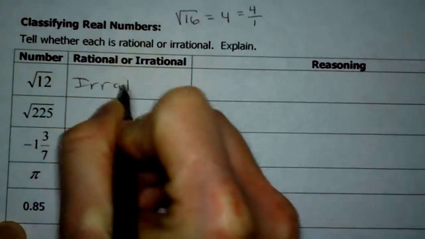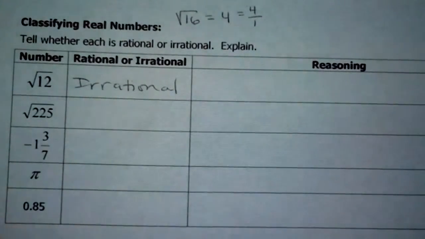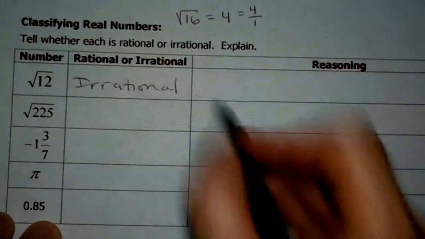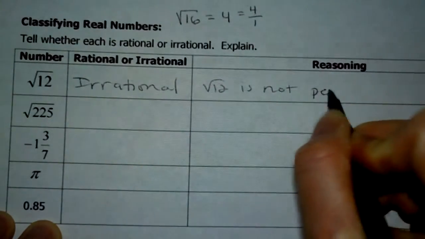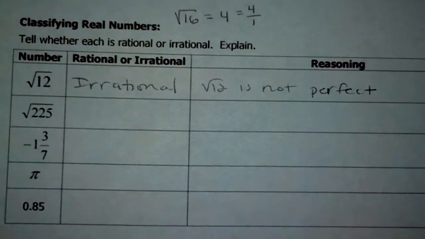Go ahead and write that whole word out. Okay, it's irrational, and the reasoning is the square root of 12 is not perfect. Meaning there's not a whole number that I can square to get 12. It's not perfect.